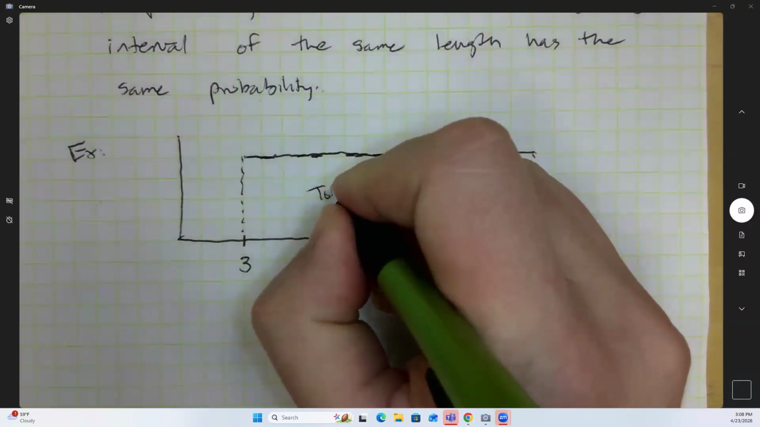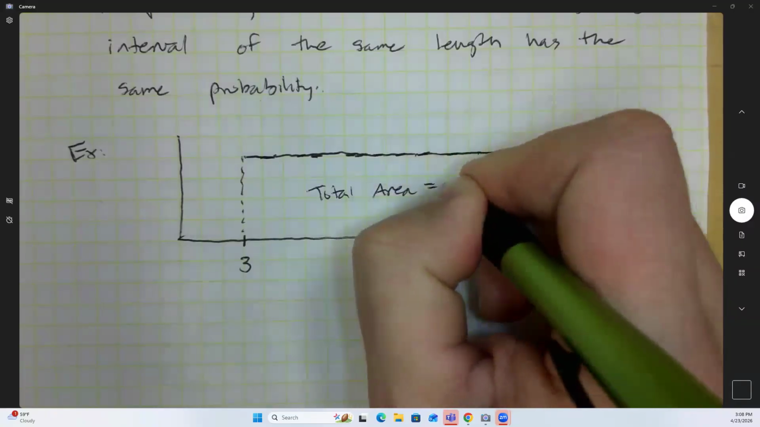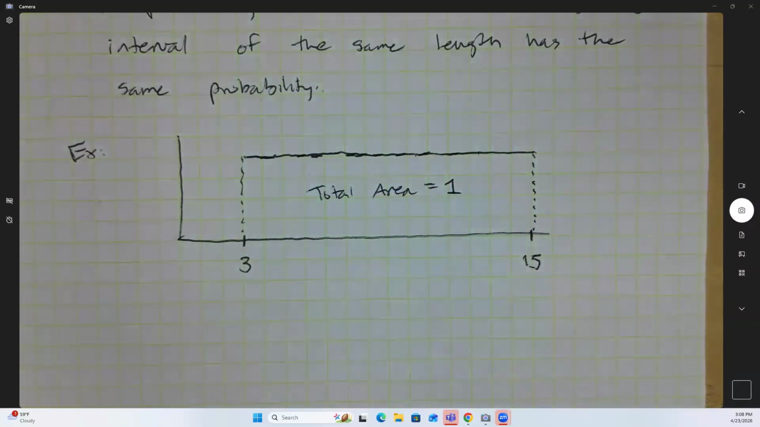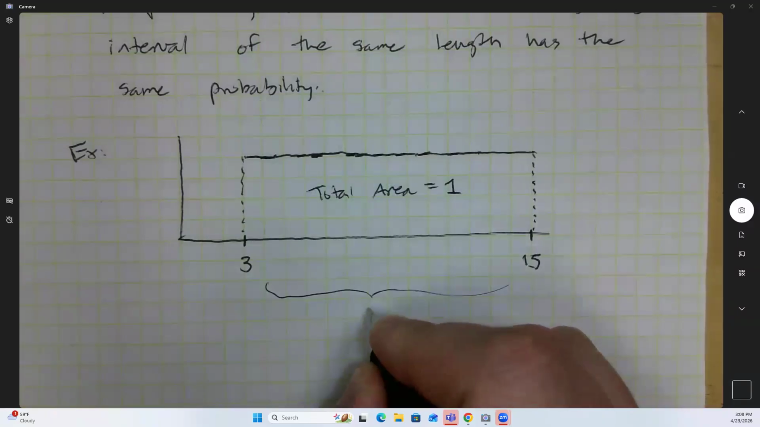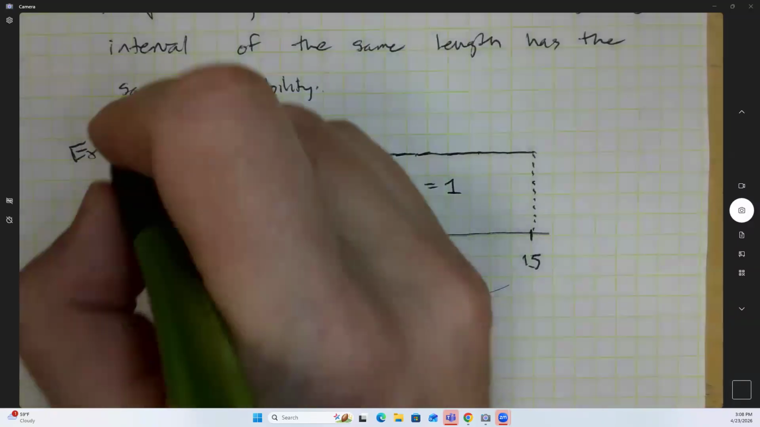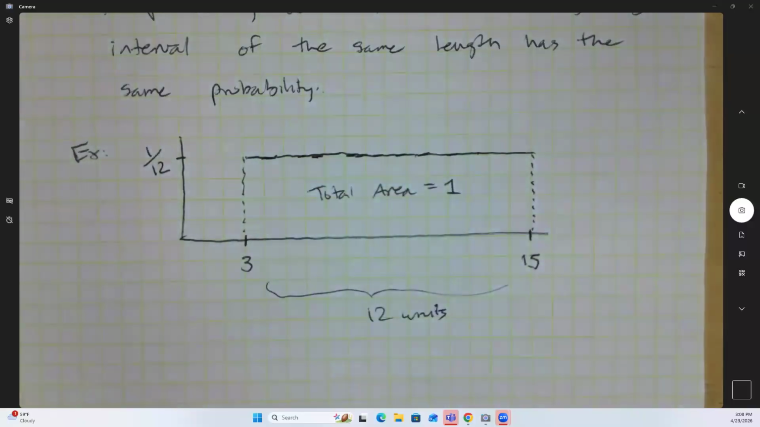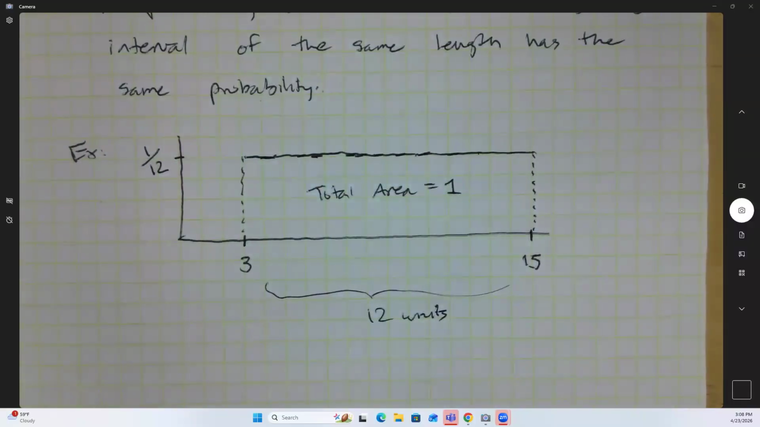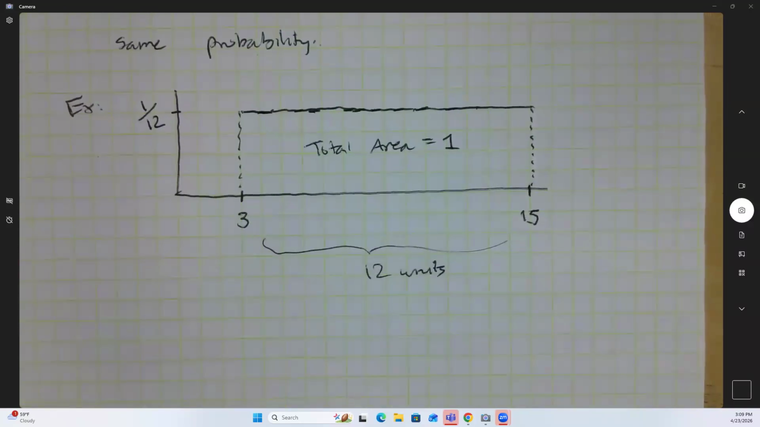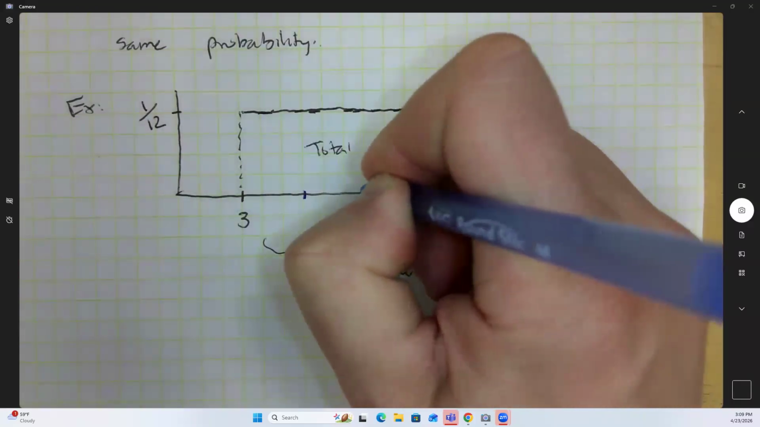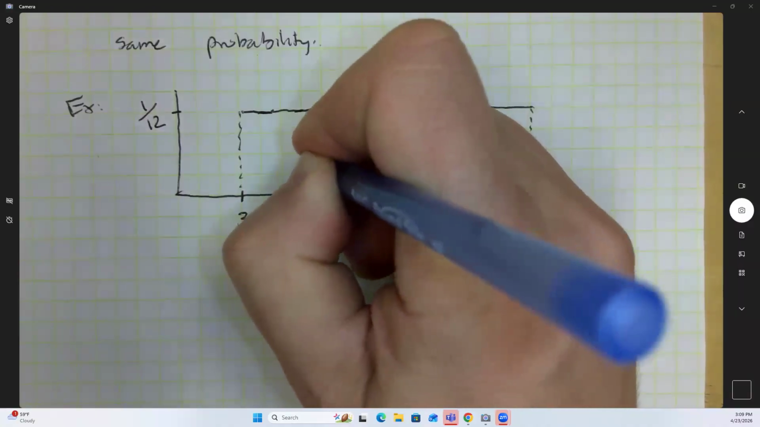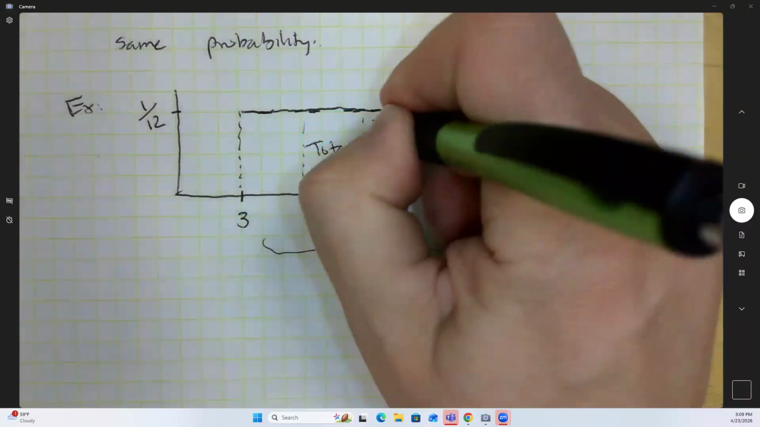What's the total area? 1. Yep. That actually tells us how high it has to be. This interval is 12 units long, so the height has to be 1/12. Unlike many continuous distributions, we can actually figure out the vertical scale pretty easily. Let me move this total area here.